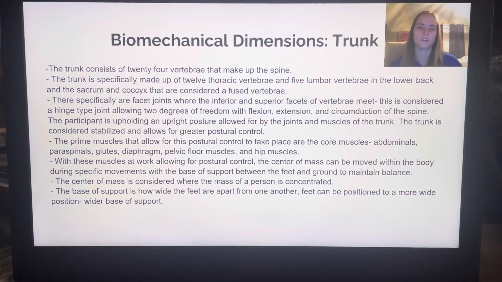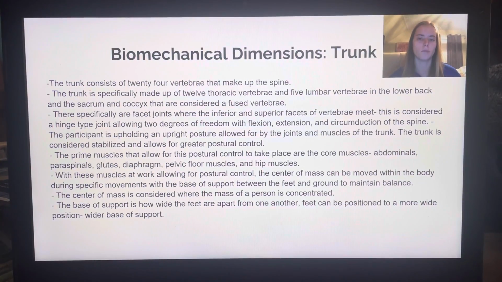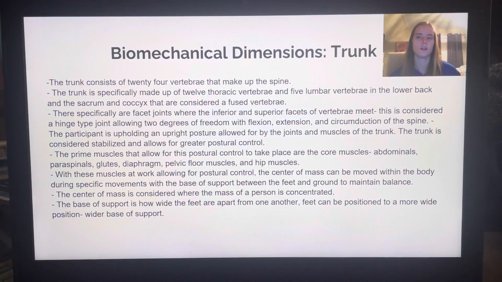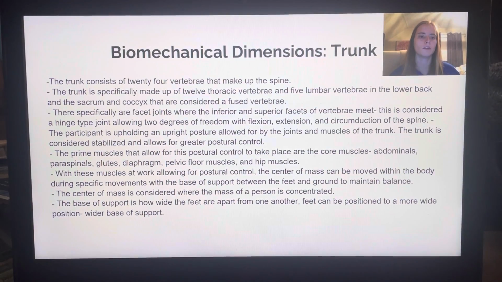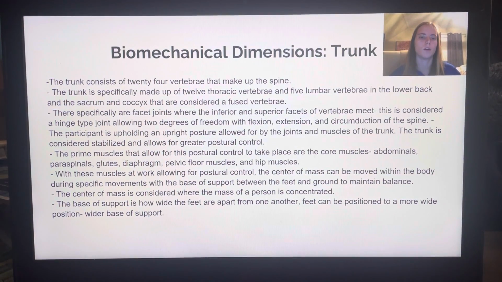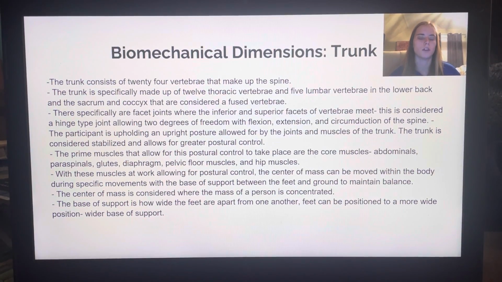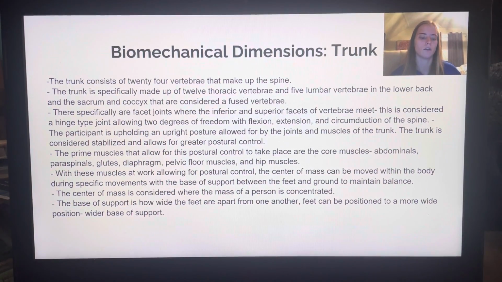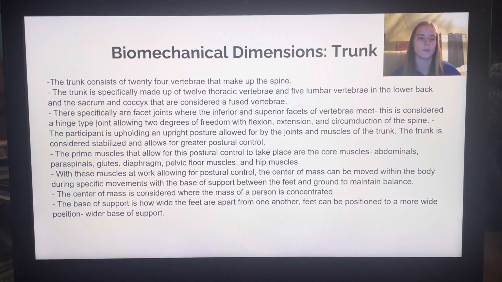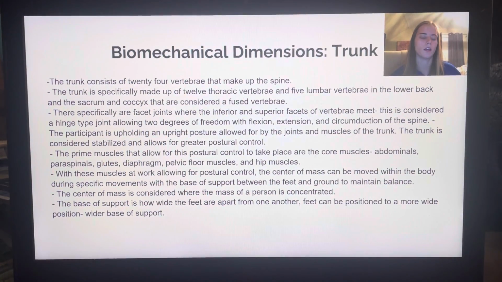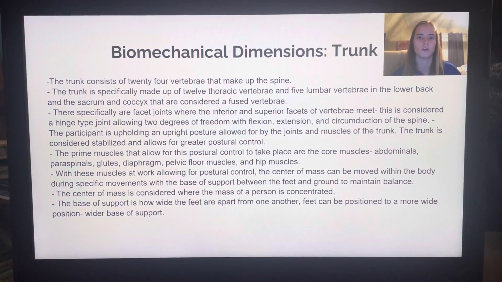The center of mass is just considered where the mass of a person is concentrated. We really have many different centers of mass in our body, but the main one that we think of is right above the belly button. The base of support is how wide the feet are apart from one another. Feet can be positioned to have a wider base of support, and this allows for better control. People with balance issues typically need a wider base of support, and canes or walkers would help with that.